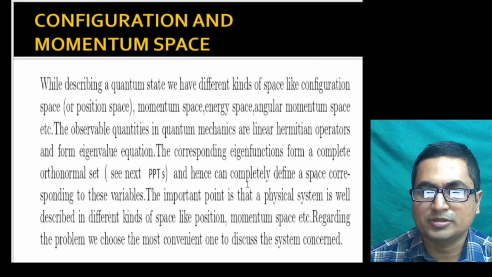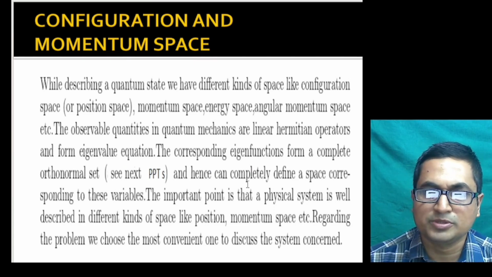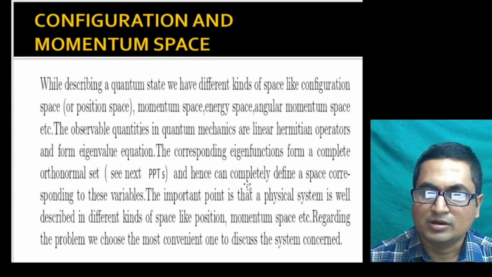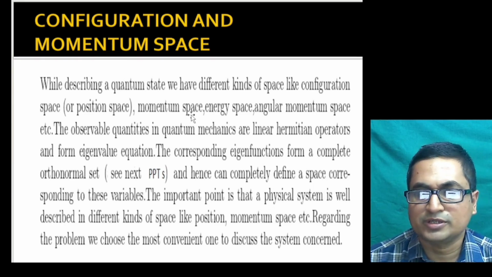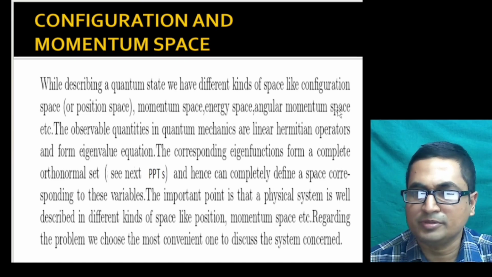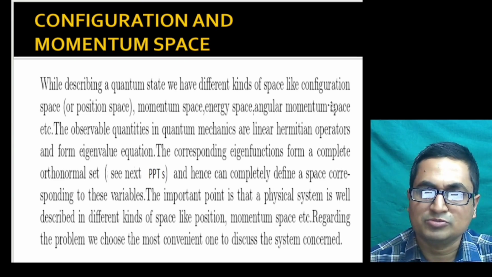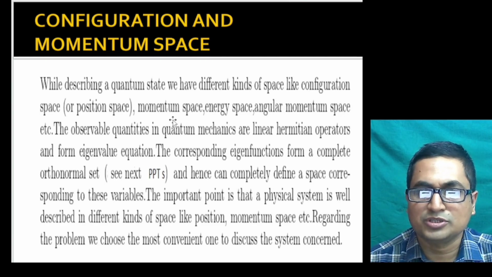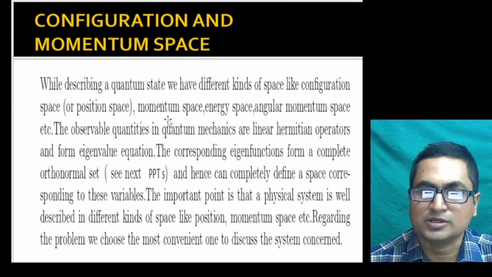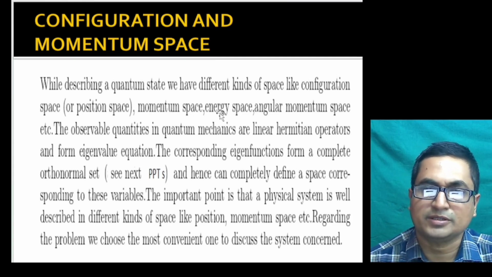The configuration space is nothing but the familiar position space, where we discuss the motion of particles and everything. But apart from that, we also have momentum space, energy space, angular momentum space. So every variable can be made to have some kind of space. And with the idea of some transformations, we can switch from one space to another, like configuration or position space to momentum space, or vice versa, or momentum space to energy space, like that.